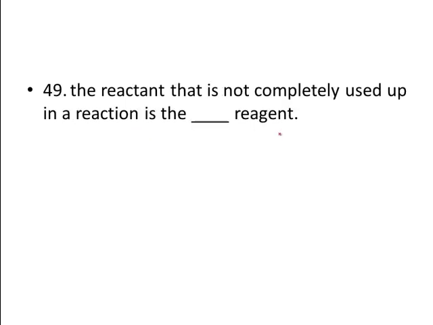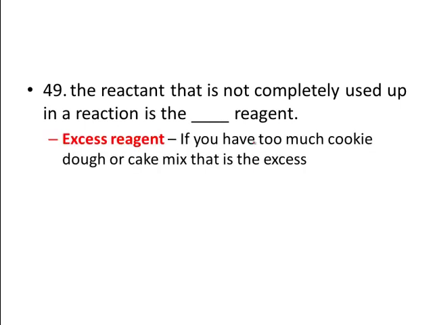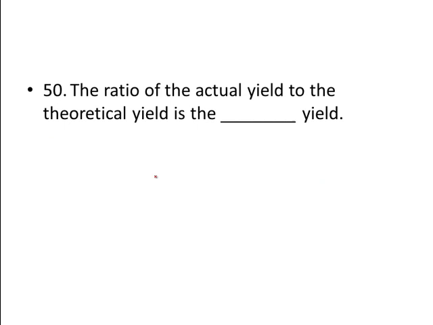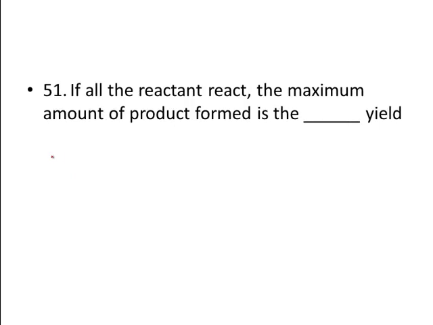49. The reactant that is not completely used up in a reaction is called the excess. So it's like when you have excess luggage, or if you have too much cookie dough or cake mix, you call it the excess, right? It's also medical terminology where you remove the excess from the person. 50. The ratio of actual yield to the theoretical yield is percent yield, because we always look at it as a percentage. And if all the reactant is mixed, the maximum amount of product formed is the theoretical yield.